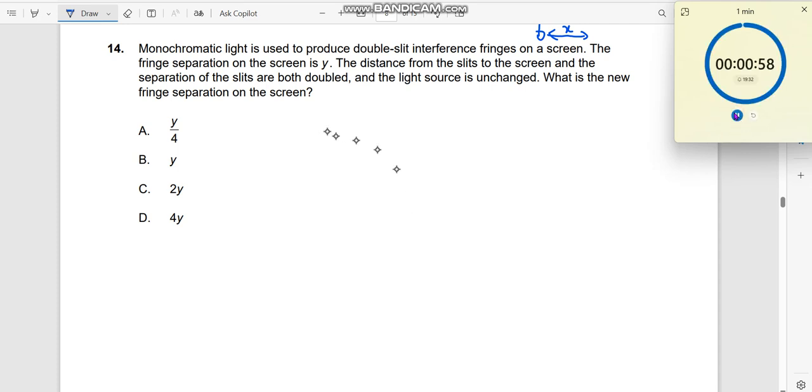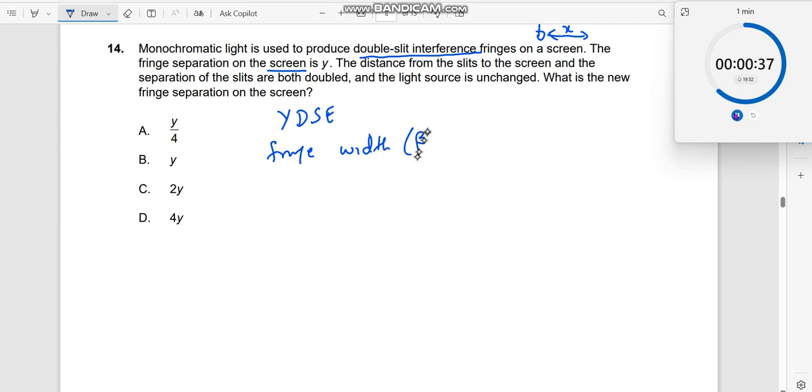Question number 14. Monochromatic light is used to produce double slit interference pattern fringes on a screen. Double slit interference, which experiment? YDSE, Young's double slit experiment, right? Okay, the fringe separation is Y, which means what? It is giving you the fringe width. How do you write the fringe width?